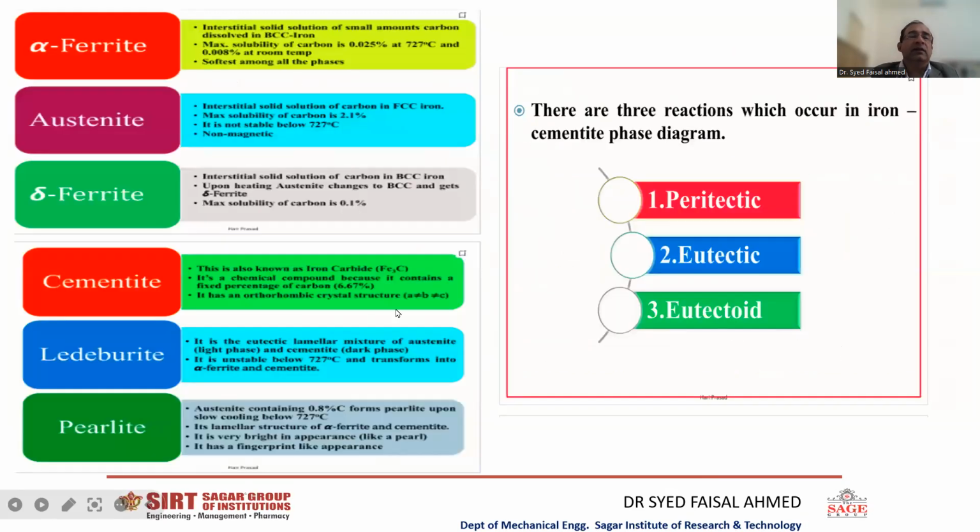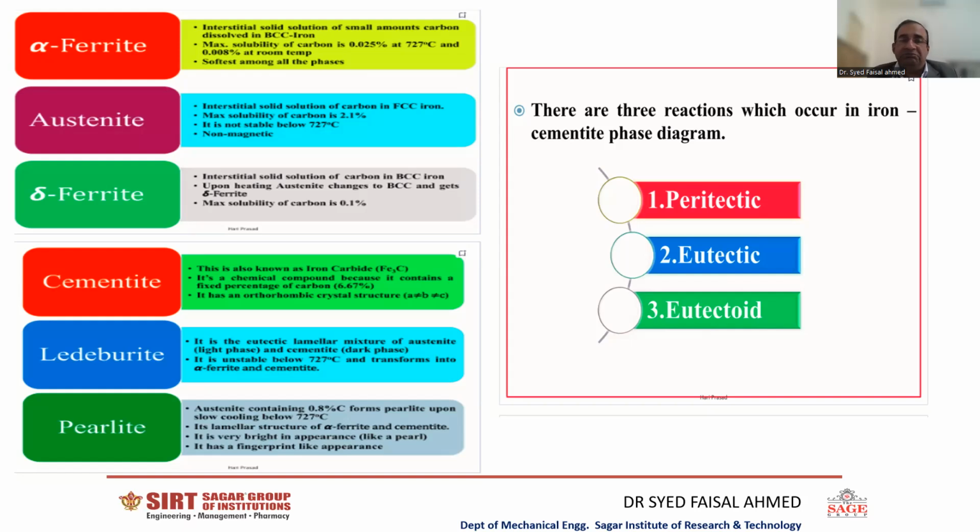Then we have these: alpha ferrite, austenite, delta ferrite. Whereas this alpha ferrite represents interstitial solid solutions of small amounts of carbon dissolved in a BCC iron. Maximum solubility of carbon is 0.025% at 727 degrees centigrade and 0.08% at room temperature.